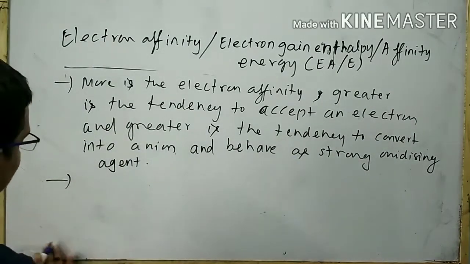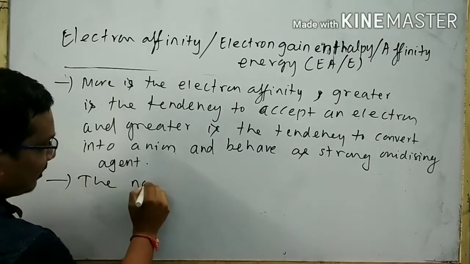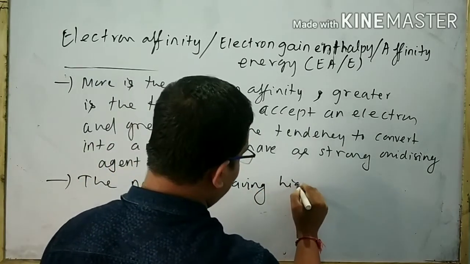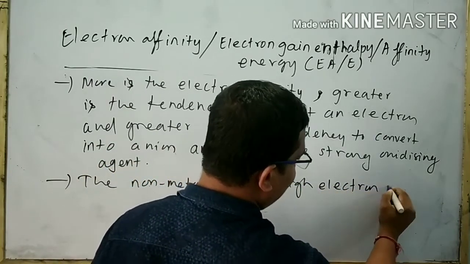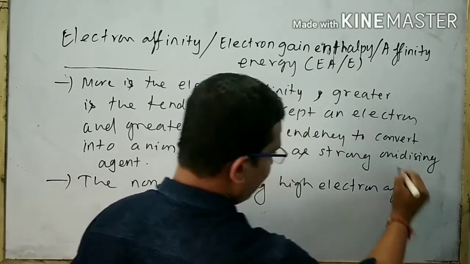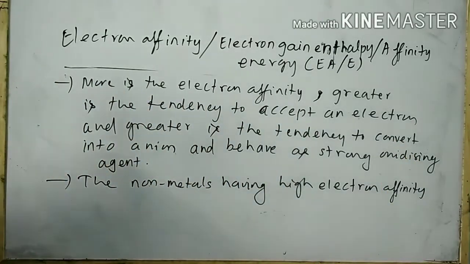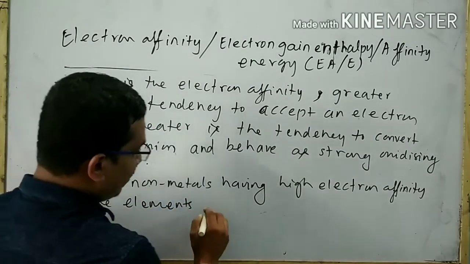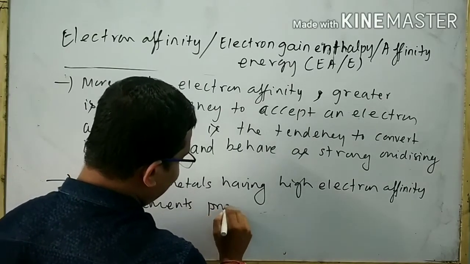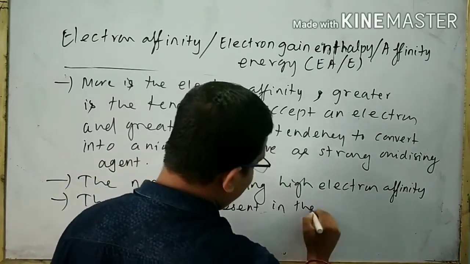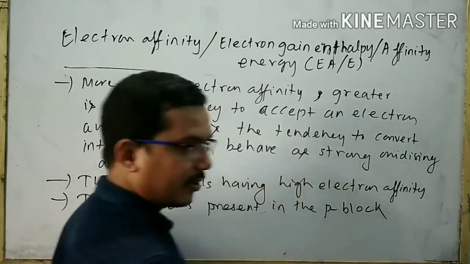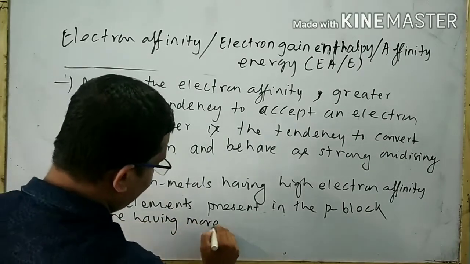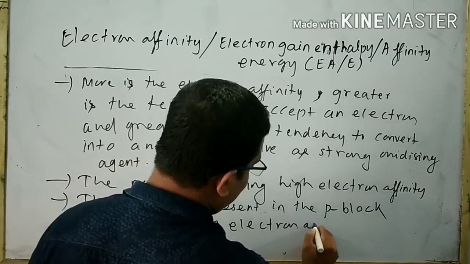Next point, the non-metals having high electron affinity. The elements present in the p block are having more electron affinity.